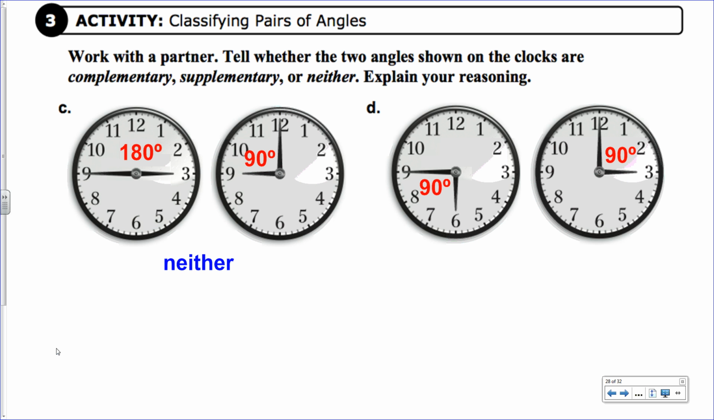And D, we've got two angles that are both 90-degree angles. Is that complementary, supplementary, or neither? And you should have said it's supplementary because it adds up to 180 degrees. Okay, so that was a quick introduction to complementary and supplementary. You can turn this in and go ahead and do your activity for your notes.